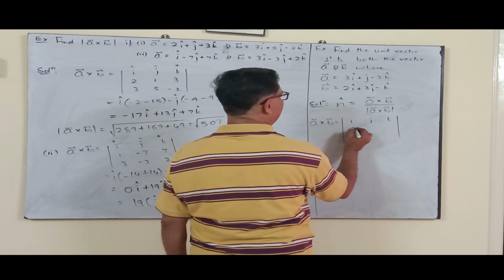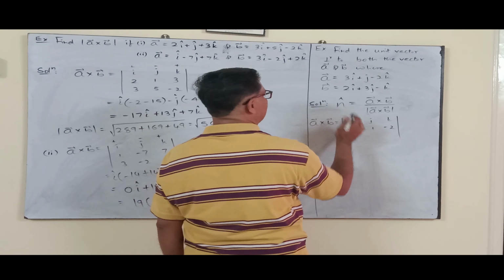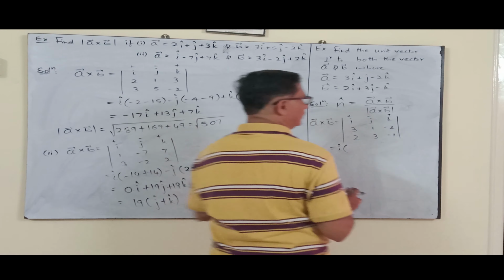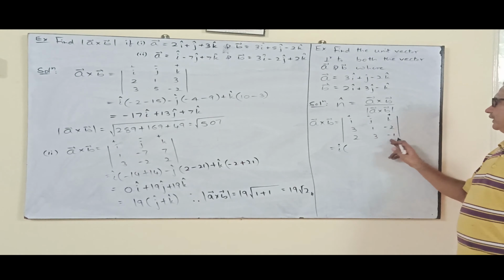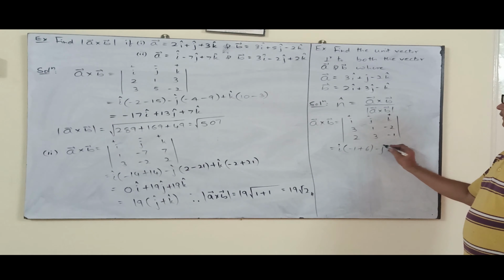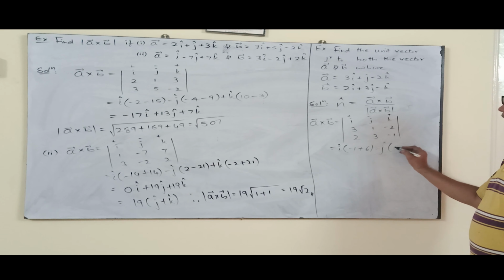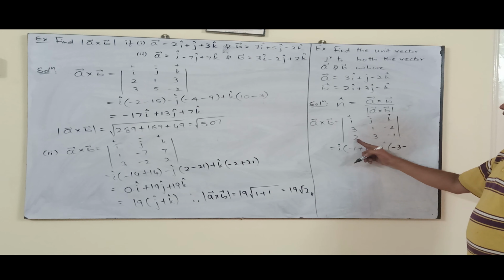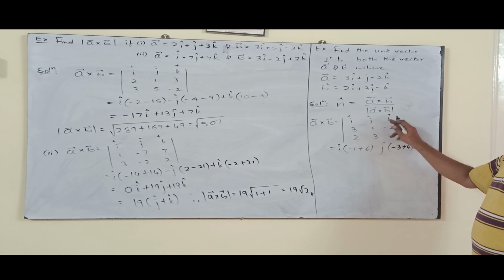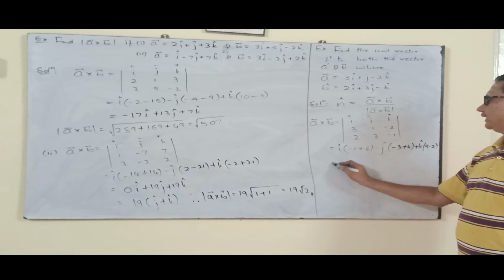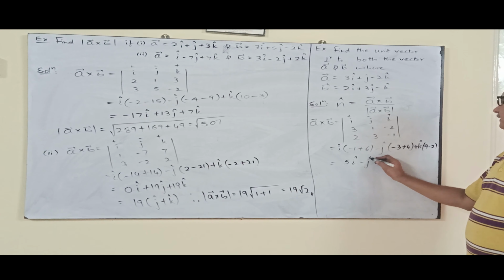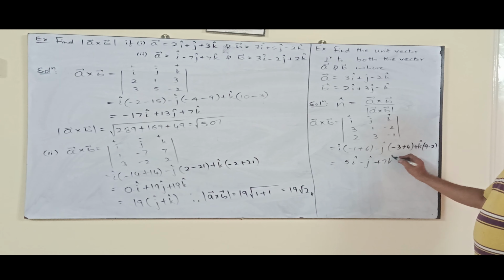The coefficients of i, j, k in vector A are 3, 1, minus 2. The coefficients in vector B are 2, 3, minus 1. The signs are plus, minus, plus. Expand i by deleting the first row and first column: 1 into minus 1 minus 1 into 3, the difference of the cross multiplication, which gives minus 1 plus 6. Minus j, deleting the first row and second column: minus 3 minus 4, the difference of the cross multiplication. Plus k, deleting the first row and third column: 9 minus 2. That equals 5i minus j plus 7k. This is A cross B.